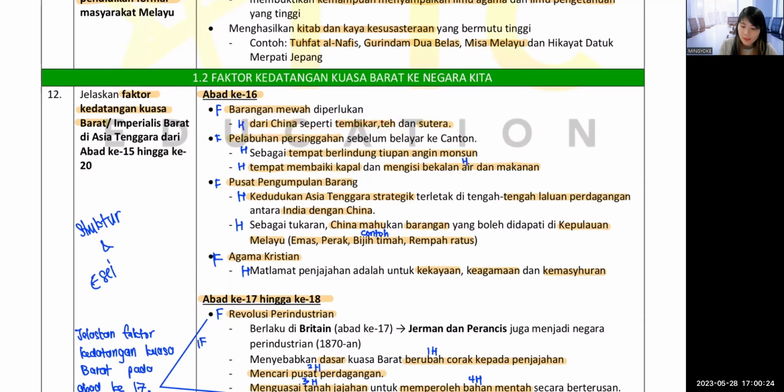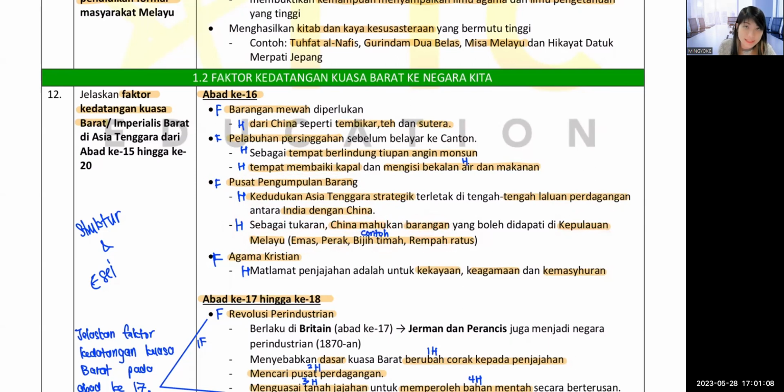All right. Then pelabuhan persinggahan is your stop by station. Stop by station to protect from monsoon season, to fix your boats or to fill water and food. You see, huraian 1, huraian 2, huraian 3. Then factor 3 again, as a pusat pengumpulan barang. Here you have huraian, your Asia Tenggara kedudukan strategik in the middle of India, China. It becomes a center to collect goods because in exchange, China wants goods from our Kepulauan Melayu. Contohnya emas, perak, biji timah, rempah ratus.